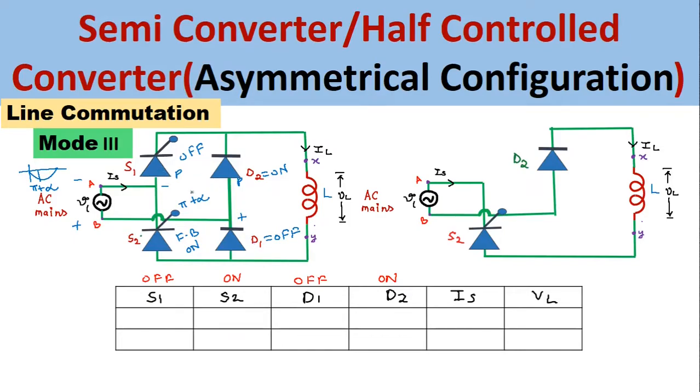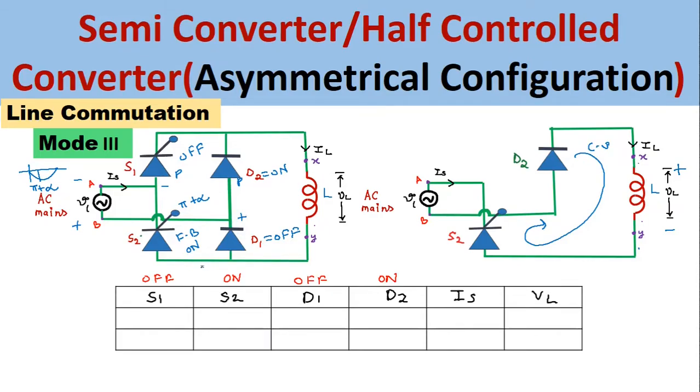When we disconnect these both devices, the circuit will look like this. When we see the direction of the load current, it will be in the same direction as before, that is, in the clockwise direction. Here we can see that the load voltage will be positive at the X point and negative at the Y point. The load current is also entering at point X and leaving at point Y. That means the polarity of the load current and load voltage is the same. So in this mode, the inductor again starts storing energy.